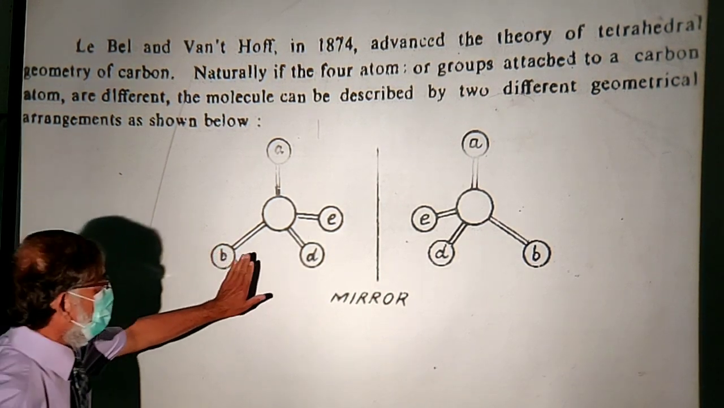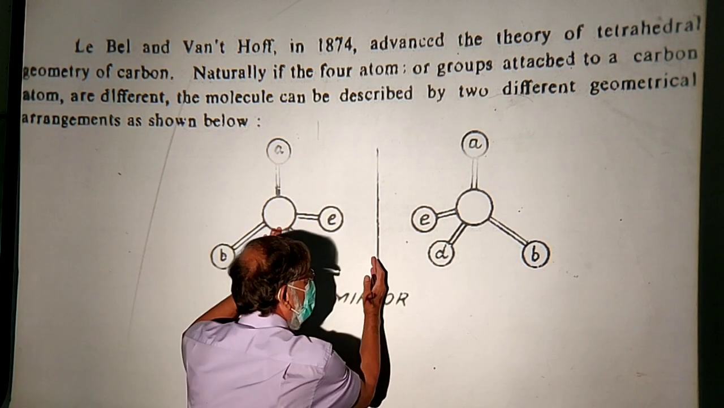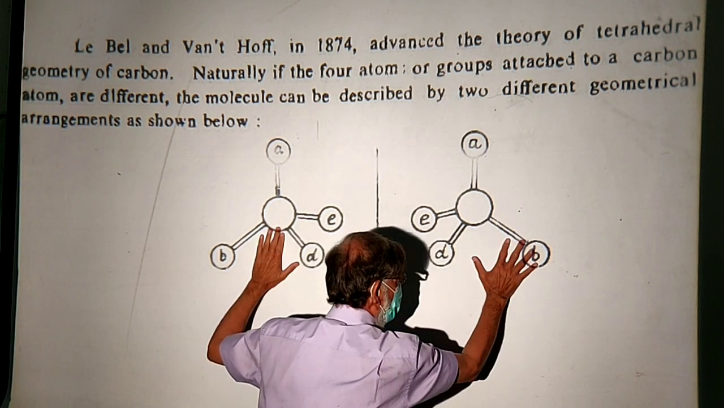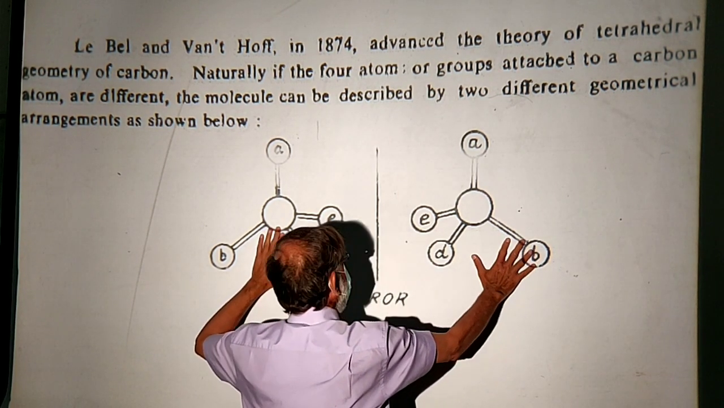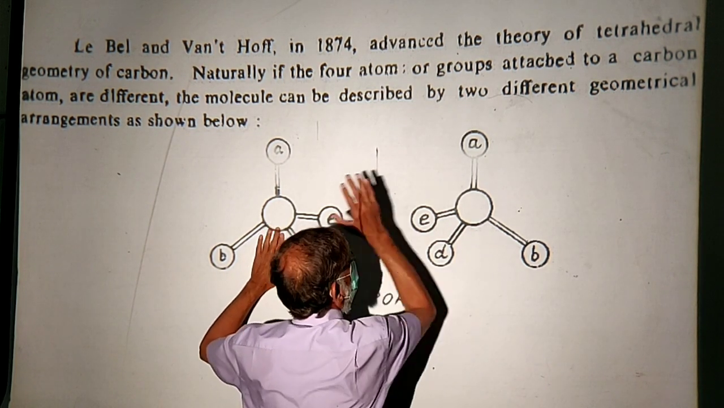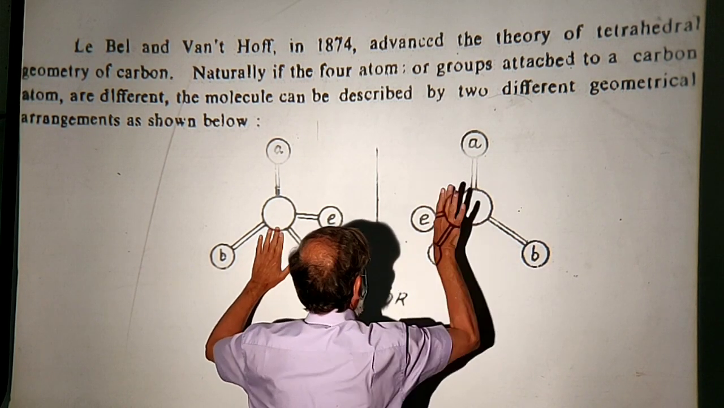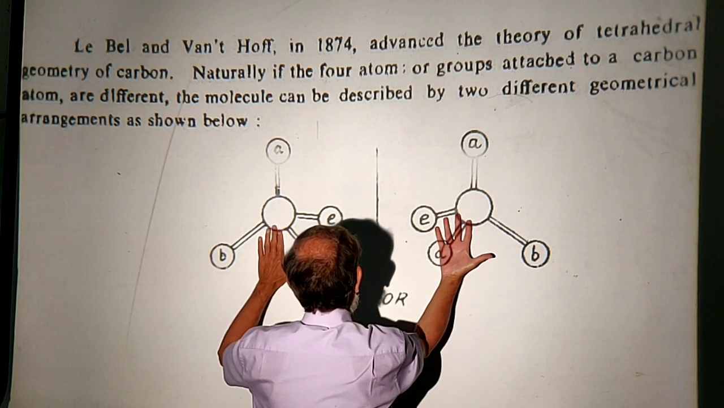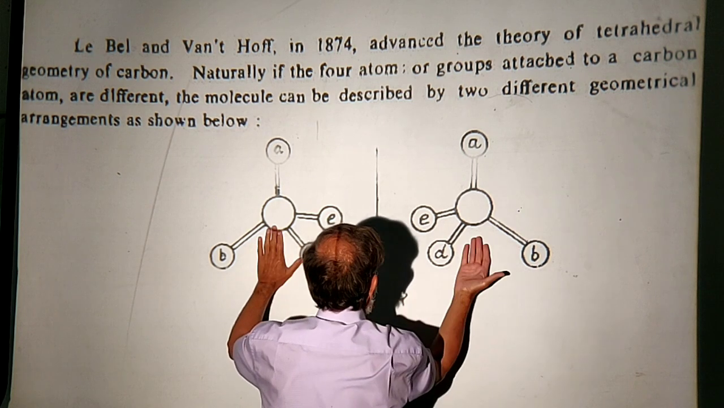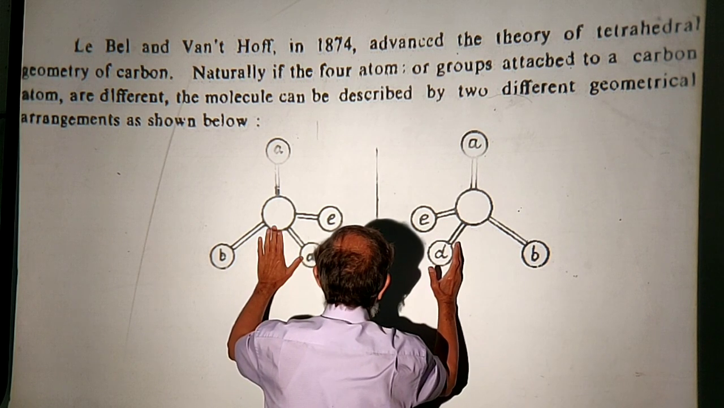Now this could be designated as the object, and this is the mirror, and the mirror image is there. So, object to its mirror image. Now they are called enantiomers: one enantiomer, another enantiomer. This enantiomer is like this, and this enantiomer is like this. Now you can understand, one says cis, another says trans, which could give you an idea of stereochemistry.